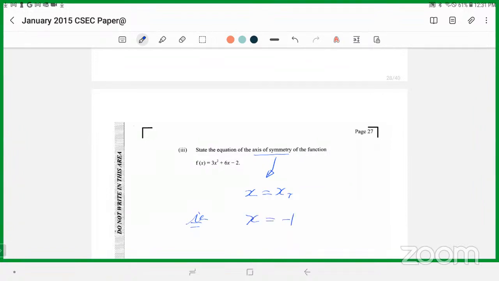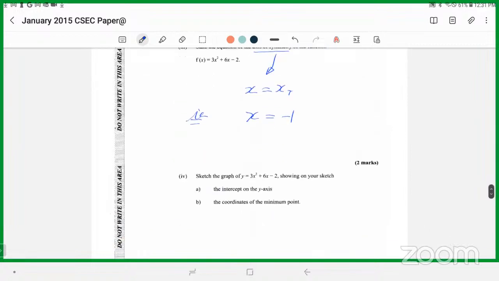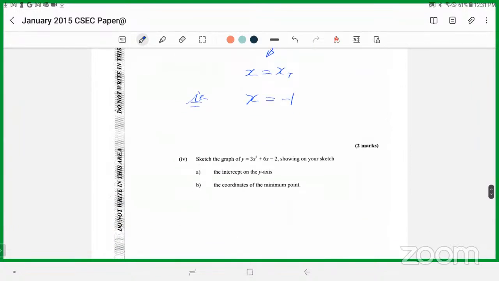That is the axis of symmetry, x equals -1. They don't want us to sketch here, but this next one is asking us for a sketch: sketch a graph showing the intercept with the y-axis and the minimum point. They want us to sketch it.